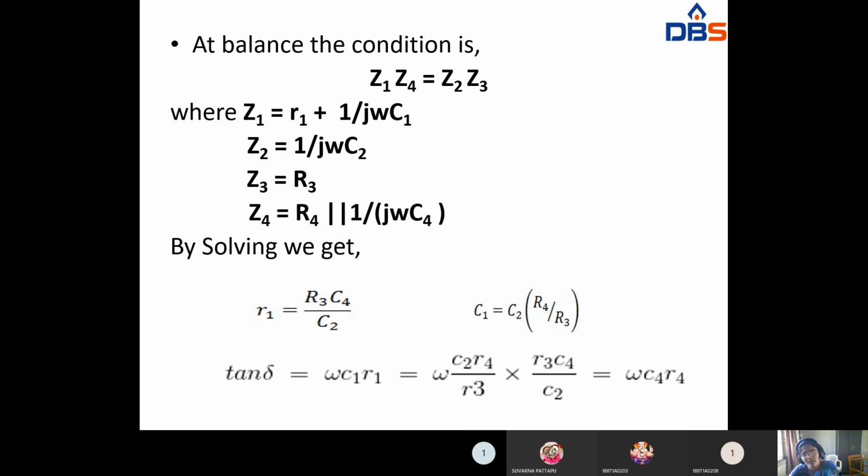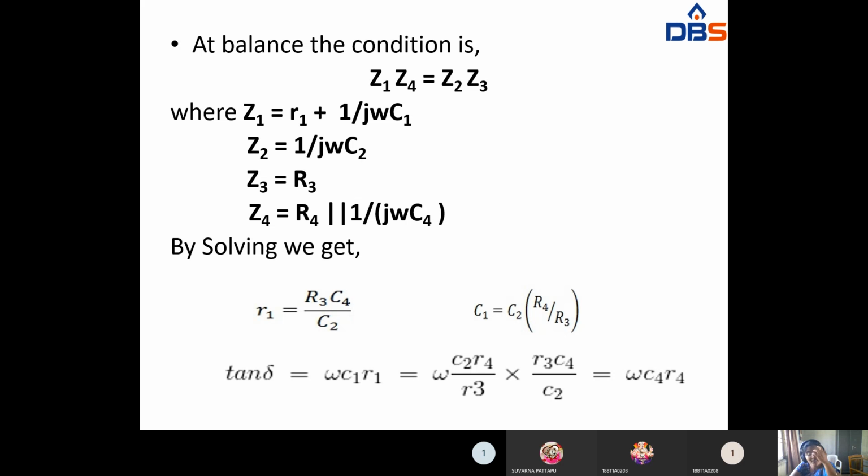Roughly, you have to do this in your notebook. In the Z1 place you substitute this value, in the Z2 place you substitute this value, Z3 is R3, Z4 is R4. Solving and equating real terms and imaginary terms, you will get these two equations. In the slide it is not possible to show the total solving procedure, so I have written it directly. You have to practice in your notebook. I have mentioned it in the material.